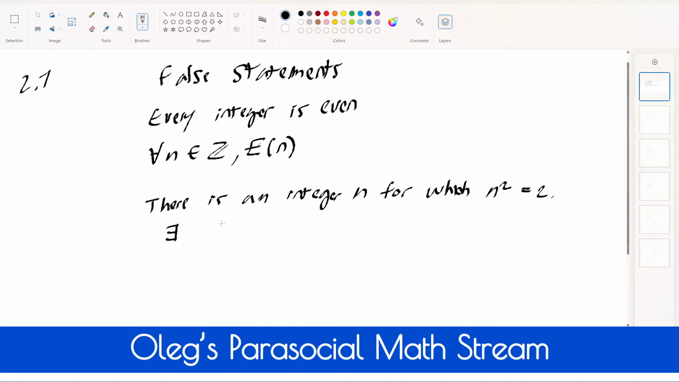There exists, and we're going to say there's an integer, so there exists n contained in the integer set where n squared is equal to 2. Period. These are sentences. So there exists an integer n where n squared equals 2. Again, false statements.